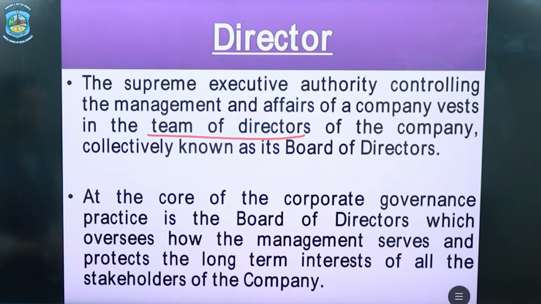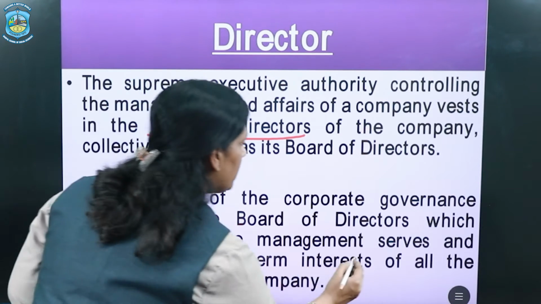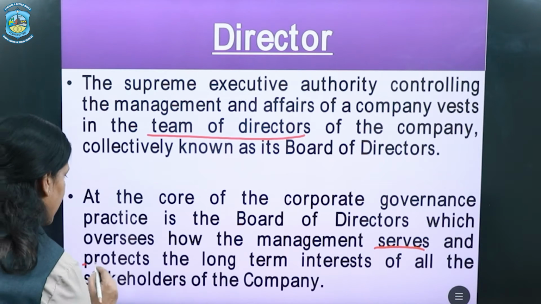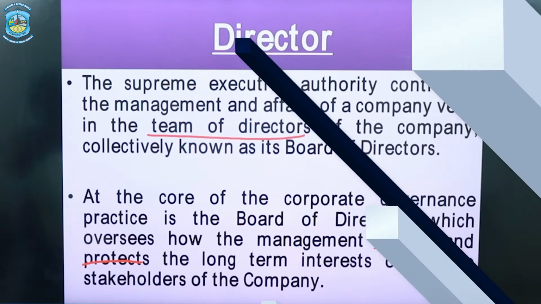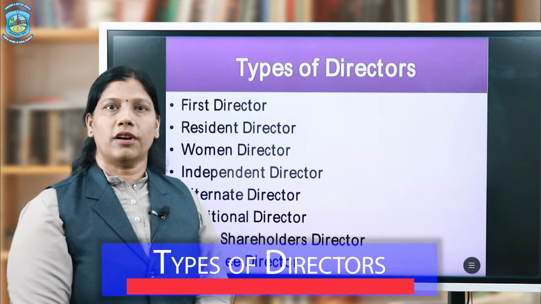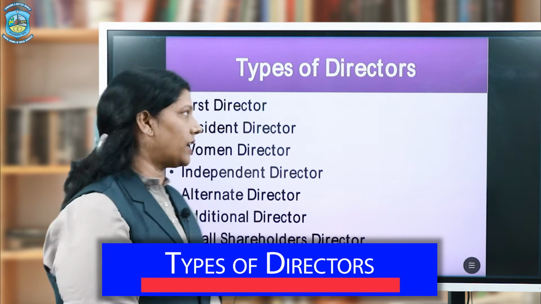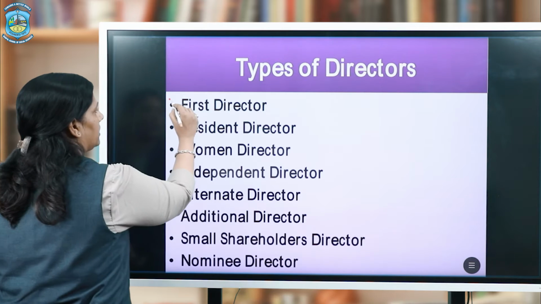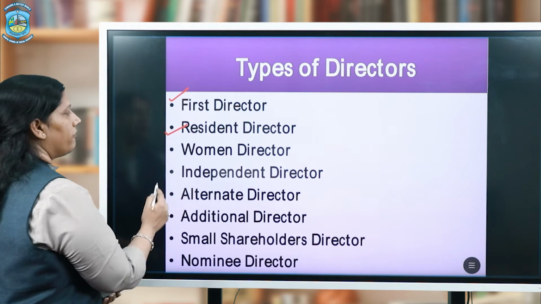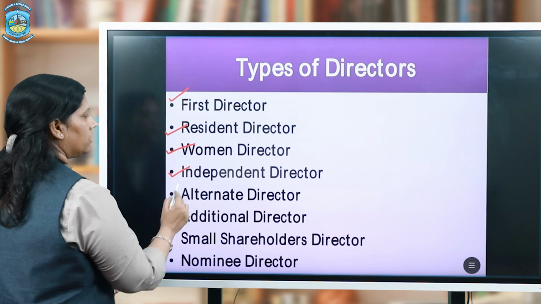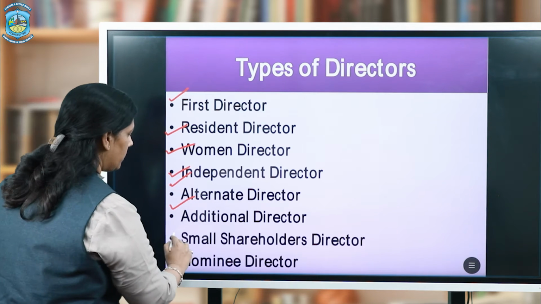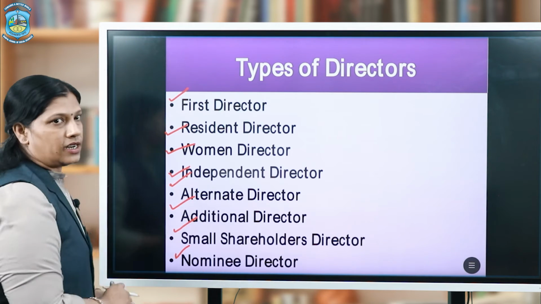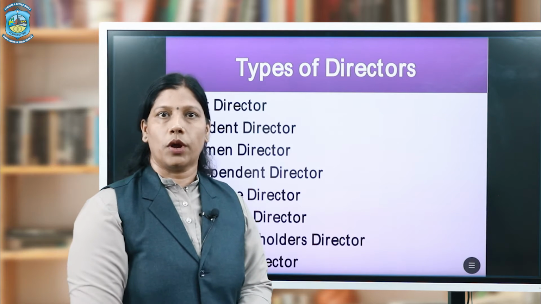At the core of the corporate governance practice, the board of directors oversees how the management serves and protects the long-term interest of all stakeholders of the company. The board of directors of a company consists of the following types of directors. They are first director, resident director, women director, independent director, alternate director, additional director, small shareholder director, and nominee director. Now let us see these types of directors one by one.